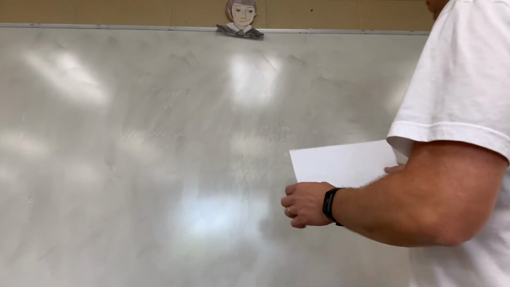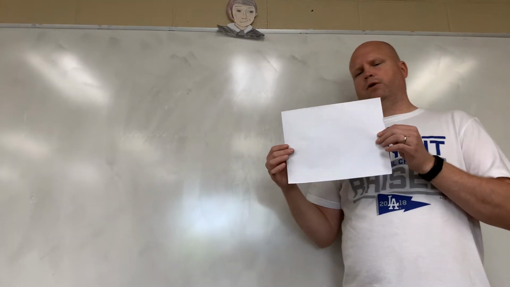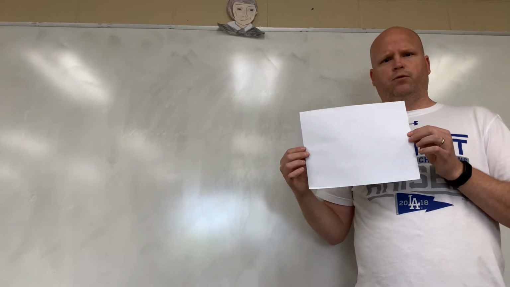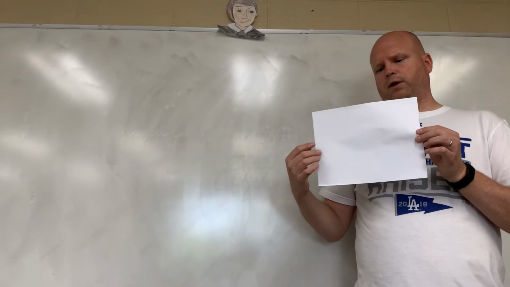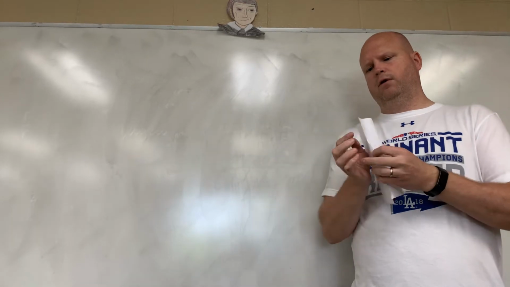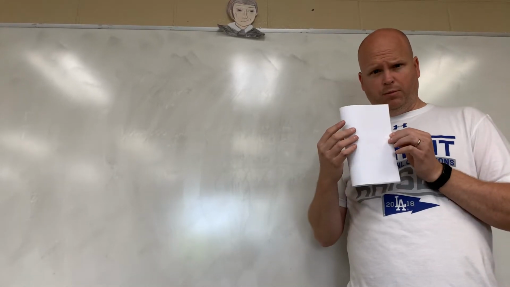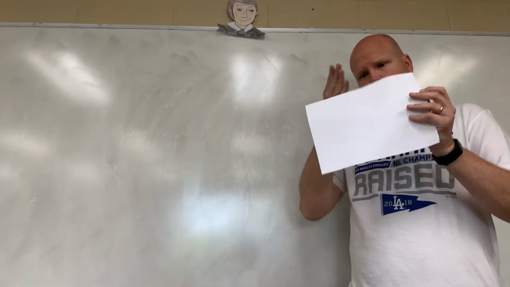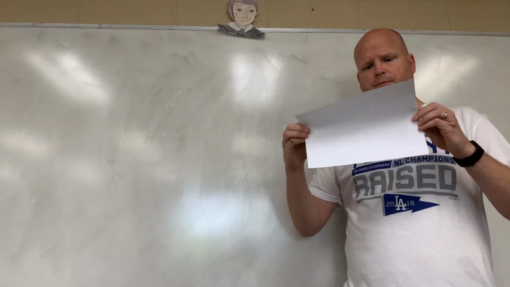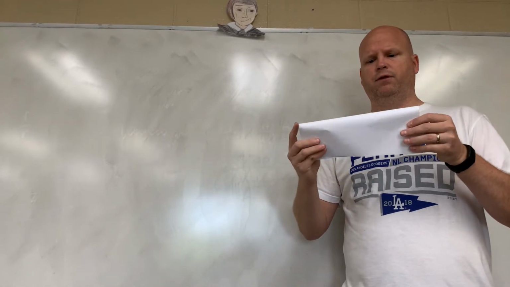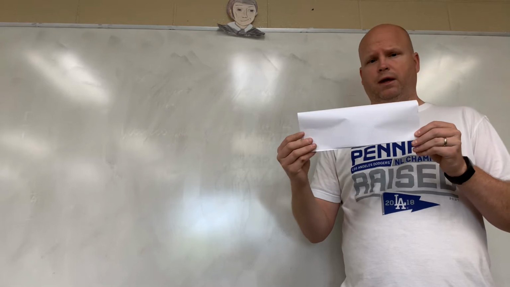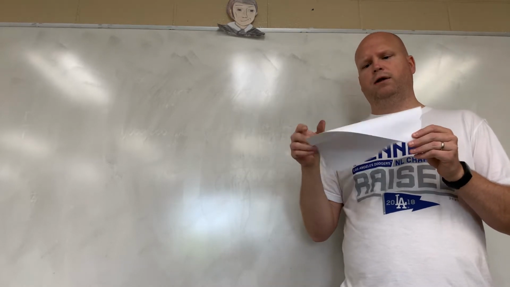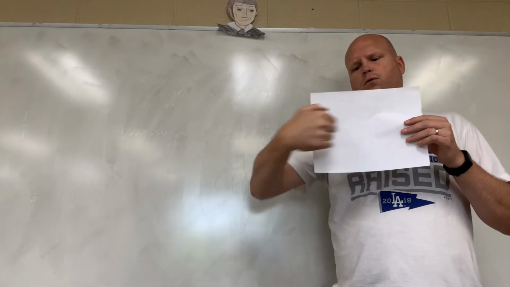Alright, today you are working with symmetry. And there are two types of symmetry that you're dealing with. One is line symmetry. If I folded this in half, would both sides of this piece of paper look exactly the same? Yes. So if I folded it in half that way, they would look the same. If I folded it in half this way, would they be the same? Yes, they would. It has two lines of symmetry, one vertical, one horizontal.